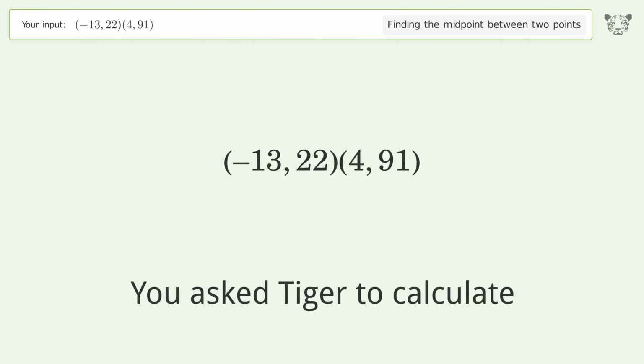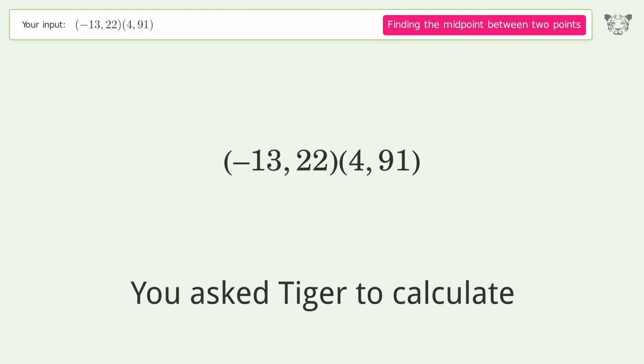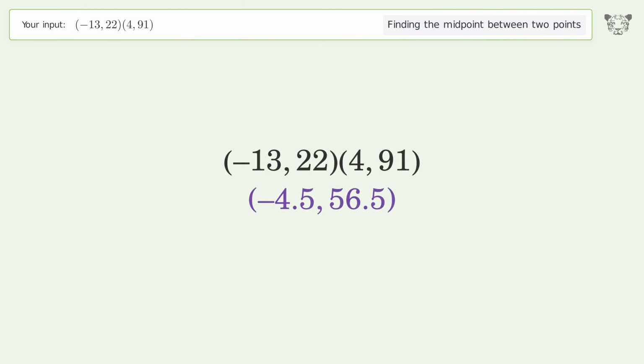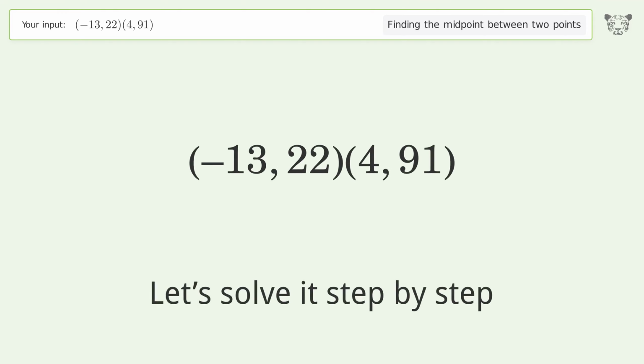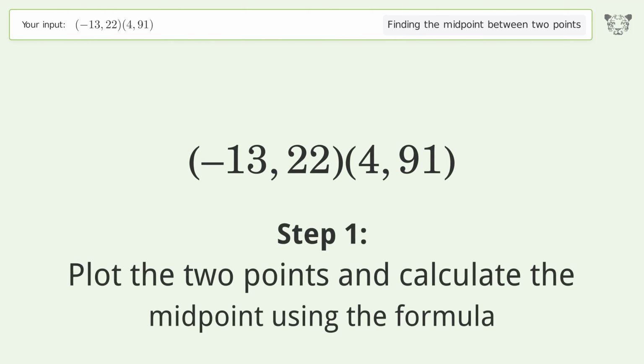You ask Tiger to calculate. This deals with finding the midpoint between 2 points. The midpoint between the 2 points is -4.5, 56.5. Let's solve it step by step. Plot the 2 points and calculate the midpoint using the formula.